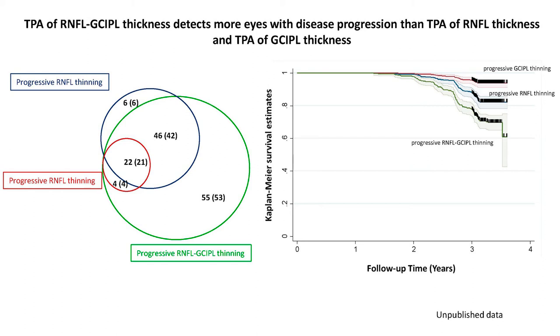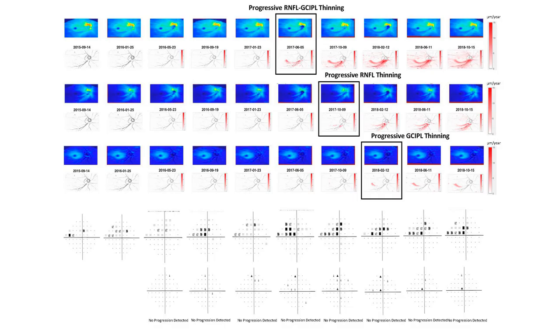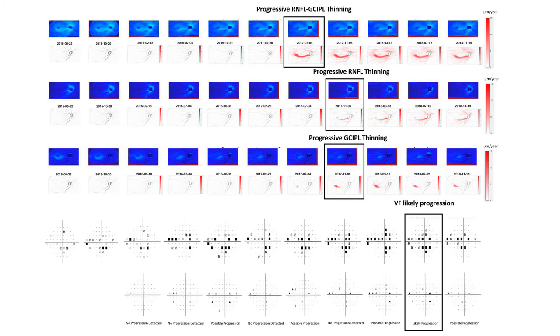Here is an example to demonstrate the point. Not only are we able to see more eyes detected with progressive RNFL and GCIPL thinning, but also when we use progressive RNFL and GCIPL thinning, we are able to detect change earlier compared with progressive RNFL thinning or progressive GCIPL thinning alone. So I highlighted here an example to demonstrate that we are able to detect change earlier. And then here is another example, again demonstrating the same phenomenon.